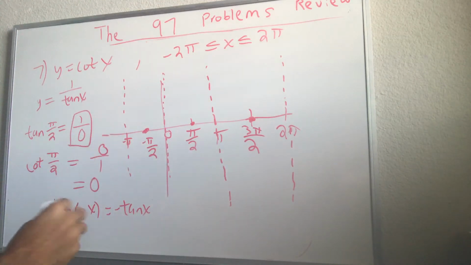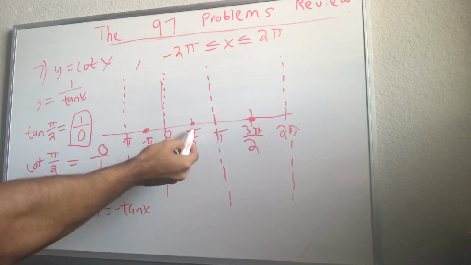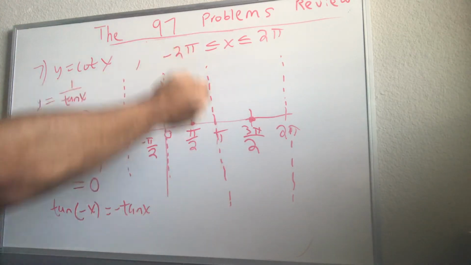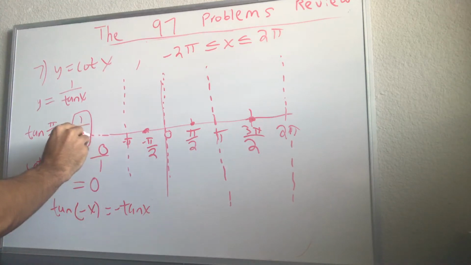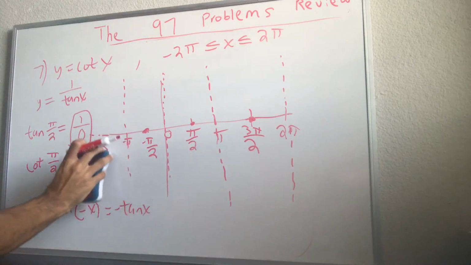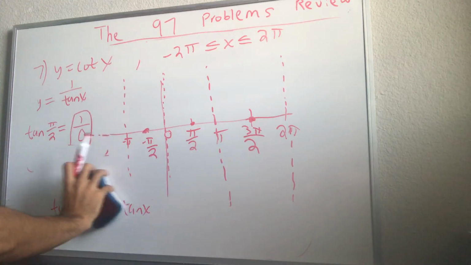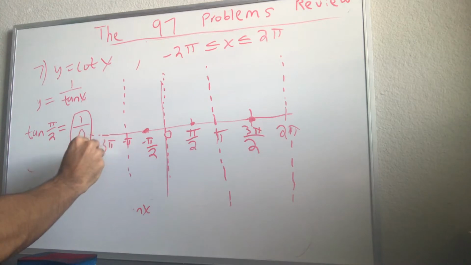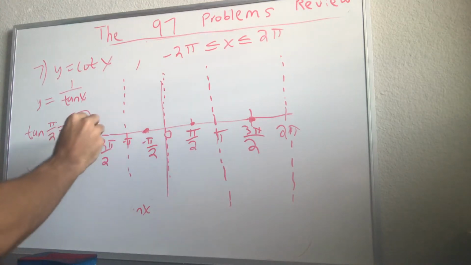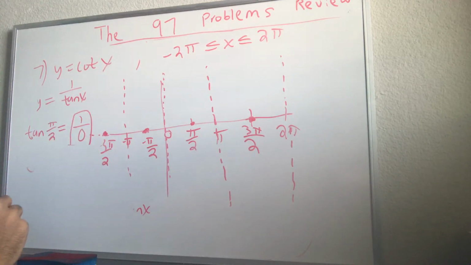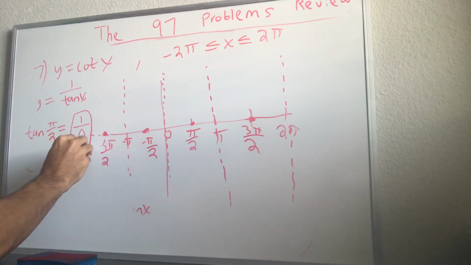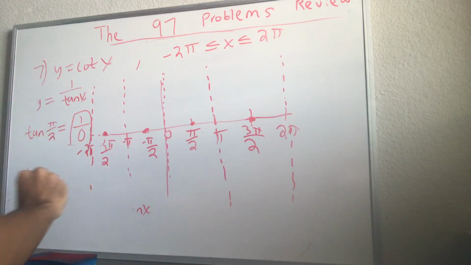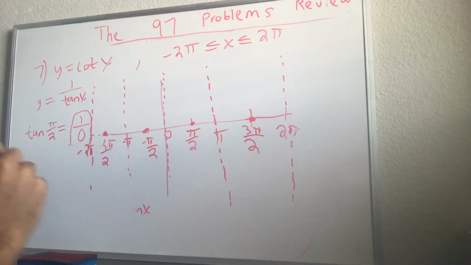So for negative pi over 2, we have this 0 over here, as we have 1 for pi over 2. For negative pi, we have an asymptote, as we have an asymptote for pi. And then moving on, let me just erase this here quickly. For negative 3 pi over 2, we have a 0, and you see that alternating sequence. And then for negative 2 pi, it's going to be the same as it is for 0. We have that asymptote.